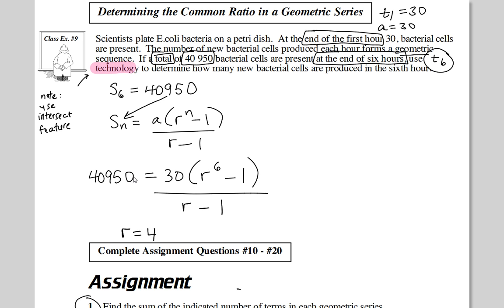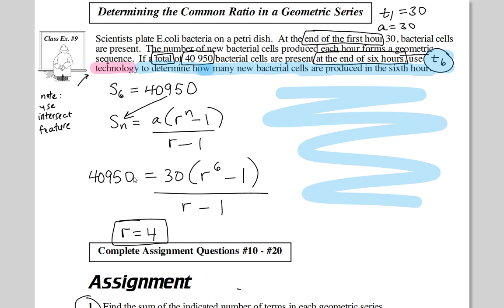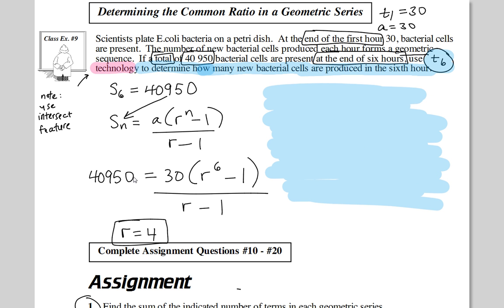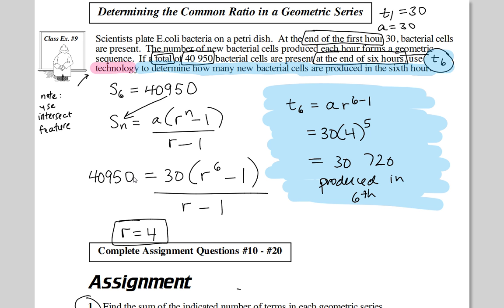Okay. So now we've figured out what the common ratio is, but we still haven't even answered this question, which says to determine how many new bacteria cells are produced in the 6th hour. So you need to find T6. That was our goal in the beginning, if you remember. So let's do that here. T6, that's what we want. Okay, remember it's A, R, 6 minus 1. So 30, 4, 5. Straight into the calculator, pump it out. My book says 3720. Produced in 6th hour. Okay.